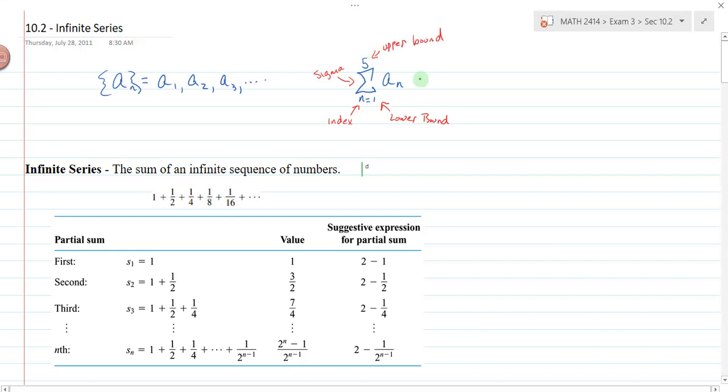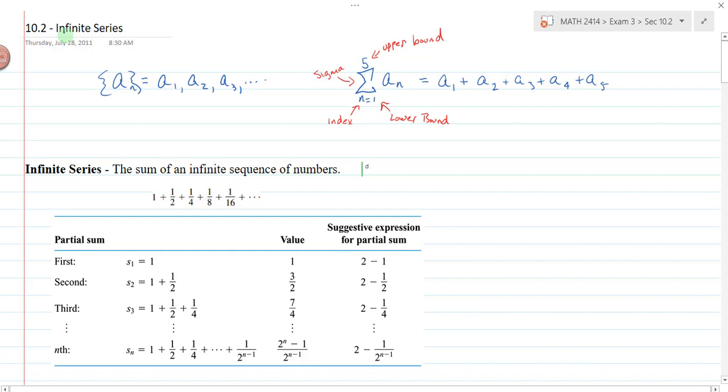And if I expanded this out, what that means is I would write, starting with my lower bound, a sub 1, sigma means add the terms, and then until I get to my upper bound. So that would be a sub 1 plus a sub 2 plus a sub 3 plus a sub 4 plus a sub 5. That's what this series would look like if I expanded it out. This would be a finite series because my upper bound had a definite stopping point.